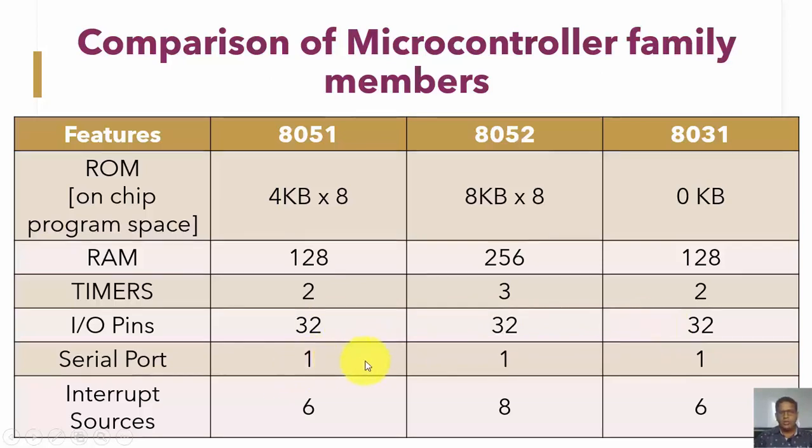All of these possess one serial port. In the case of 8051 and 8031, 6 interrupt sources are present, whereas in the case of 8052, a total of 8 interrupt sources are available. So this is a brief comparison of different microcontroller family members.